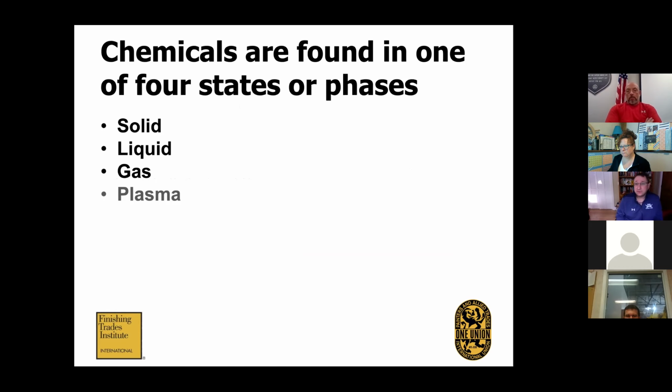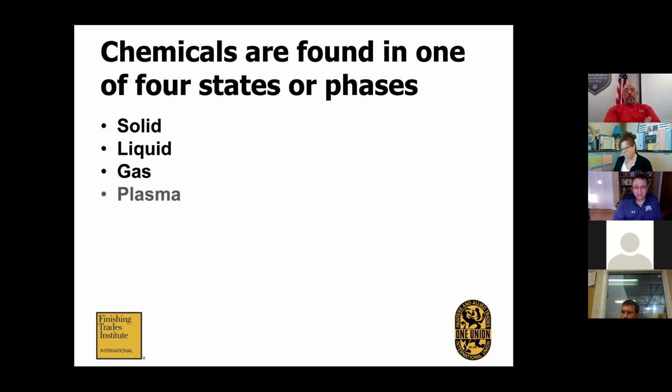All right, so chemicals are found in one of 4 states or phases of matter. We've got solid, liquid, gas, and plasma. And I'm mainly going to talk about the first 3. Plasma is gas-like, but in plasma, all the atoms are positively charged, whereas in normal gases, you have positive and negatively charged gas molecules or atoms in equal amounts. So you have a neutral charge to that gas, but plasma is a little something different.